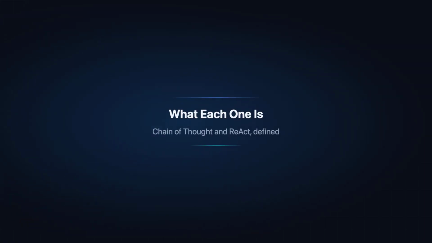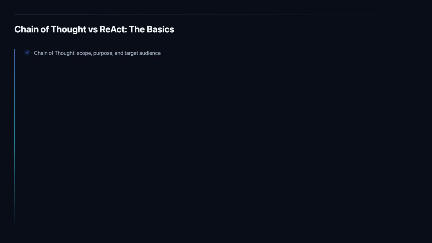Let us start with quick, precise definitions of each. Here is each one defined in plain language, plus where they overlap and diverge. Chain of thought addresses a specific scope and audience. Knowing what it covers and what it does not is the first step in any meaningful comparison. ReAct sits in an adjacent space. It overlaps with chain of thought in some places and stands apart in others. We map both sides cleanly.